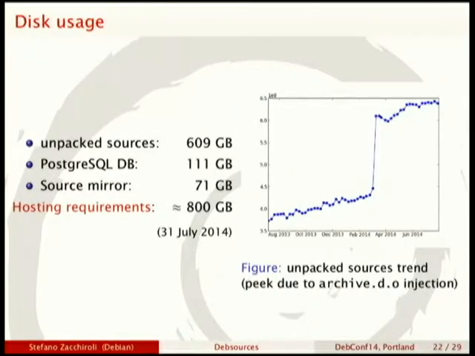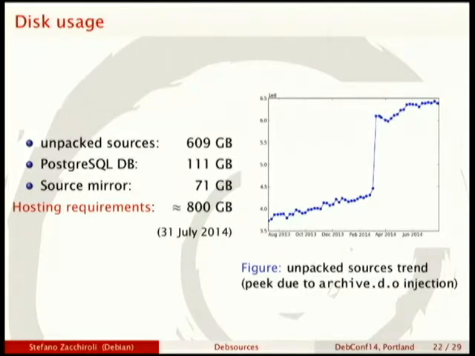Disk usage, in case you wonder how much it takes to host this kind of infrastructure. Right now, we have 6 gigs of unpacked source. There is no deduplication on this. I will come to that in a minute. The Postgres DB is 100 gigs. I think more than half of it is actually indexes to make queries feasible. So I think the real data here is about 40 gigs.